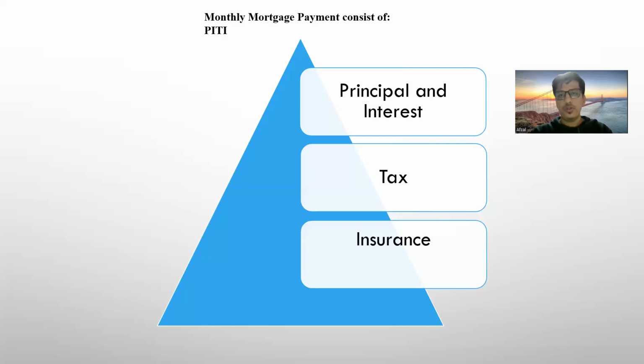Okay. So now we know the breakdown of the monthly mortgage payment. It consists of four parts: principal, interest, tax, and insurance. Principal and interest are fixed in nature as per the note document, which already specifies the amount. When it comes to tax and insurance, they fluctuate in nature. They may fluctuate every year because of market fluctuations.